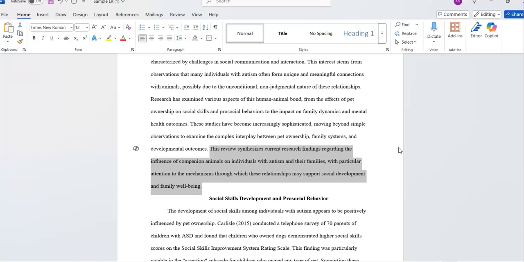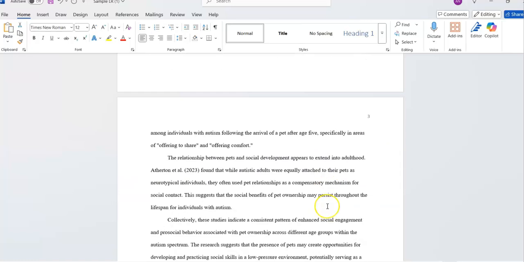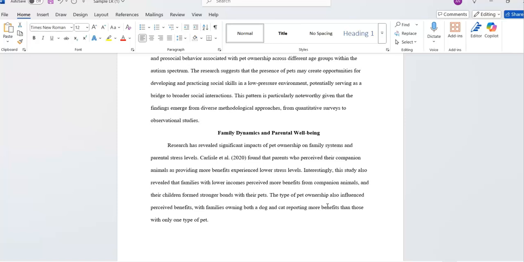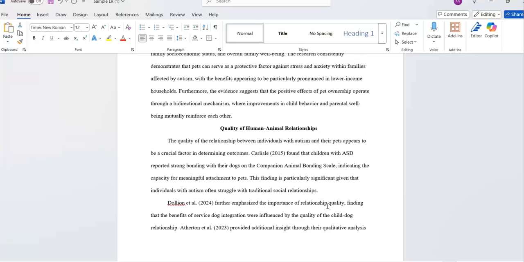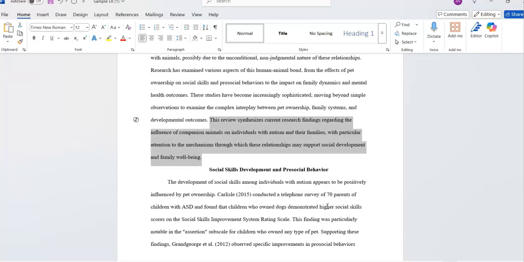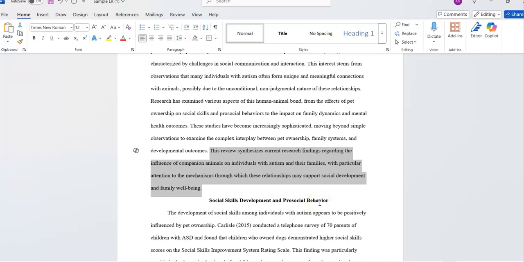You might have written this statement with something like this: this literature review synthesizes current findings regarding the influence of companion animals on individuals with autism and their families, with particular attention to social skills development and pro social behavior, family dynamics and parental well being, and the quality of human animal relationships. So, your purpose or your thesis statement is going to basically name your three categories. That's what I suggest to make it easier for you.